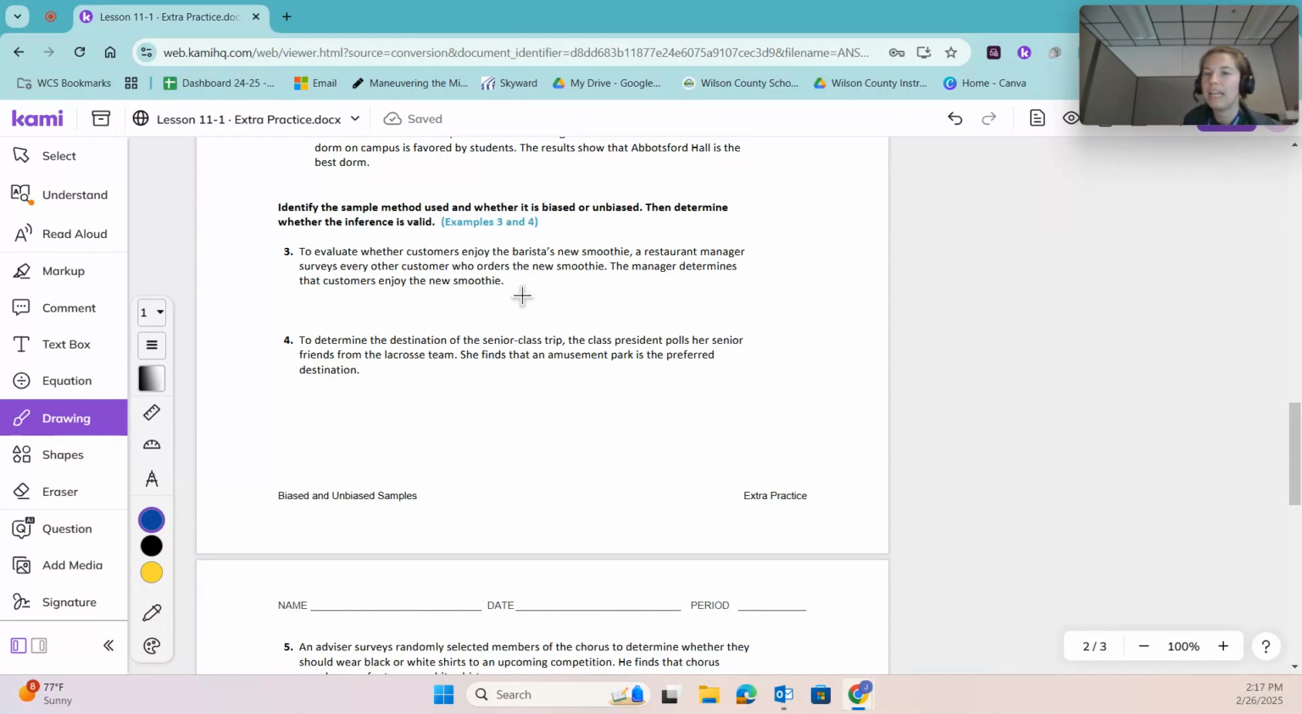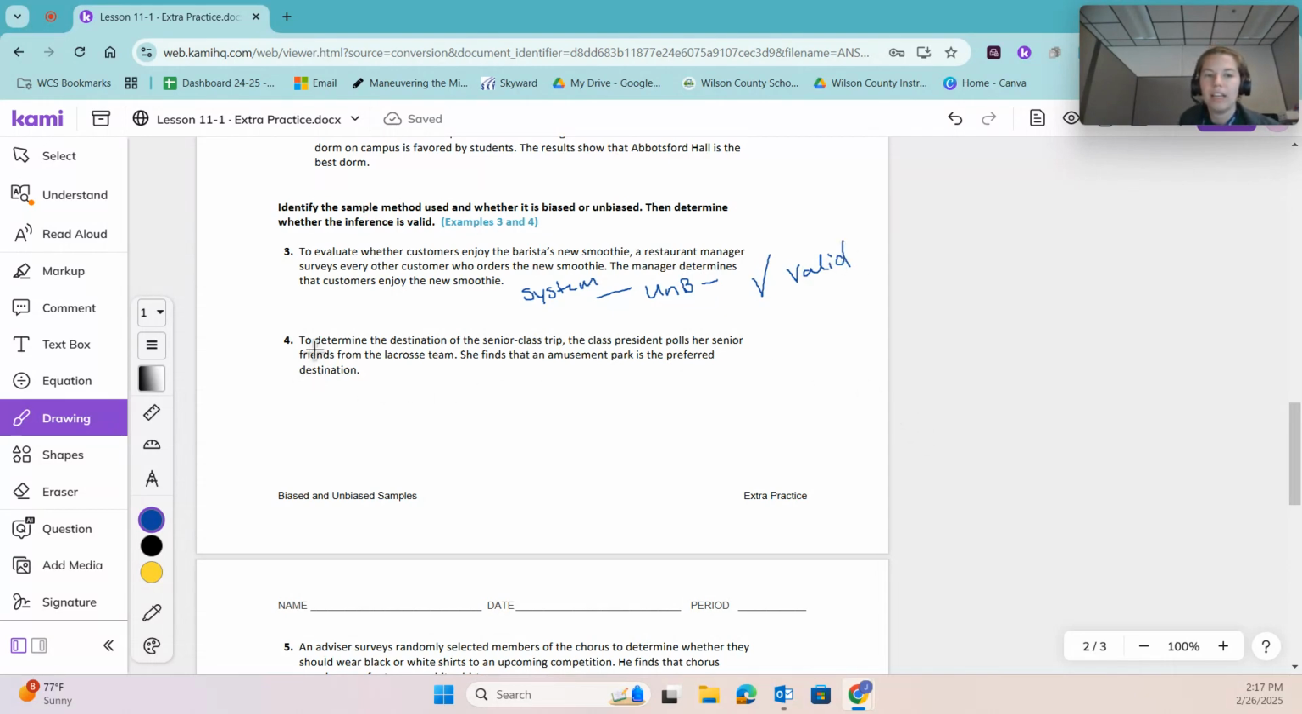This would be a systematic survey because you're doing every other person who orders the smoothie, and asking them whether they like the new smoothie or not. So this would be systematic, which is random, which means it would be unbiased, which means yes, it would be valid.